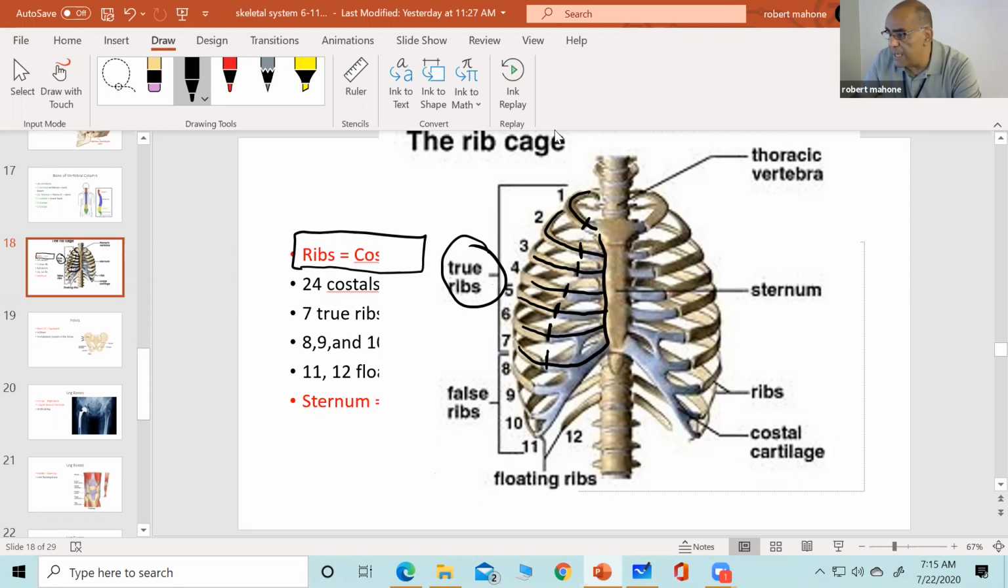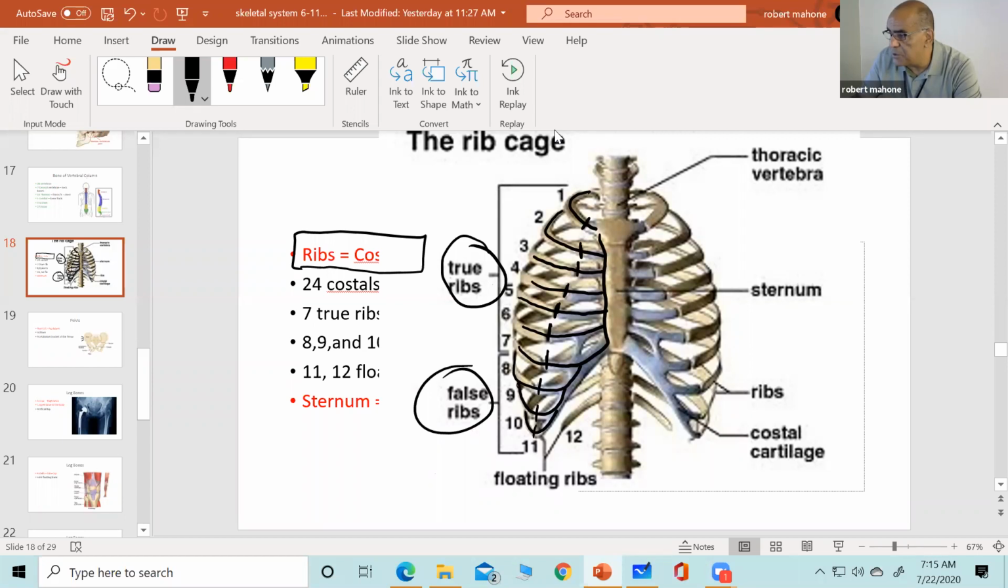Now the next 3, 8, 9, and 10, they come around to the front, but they don't attach to the sternum. They attach into the bottom of number 7. And that makes those 3 false ribs.